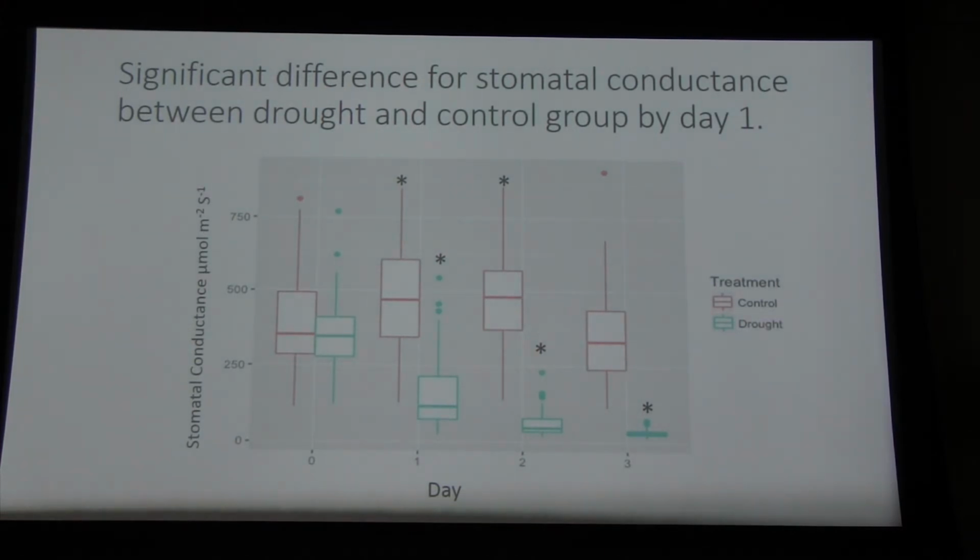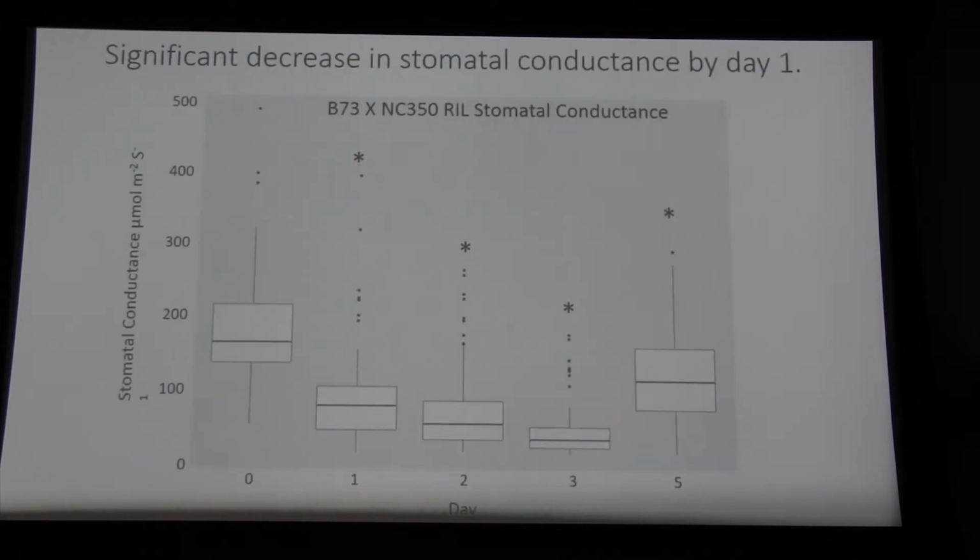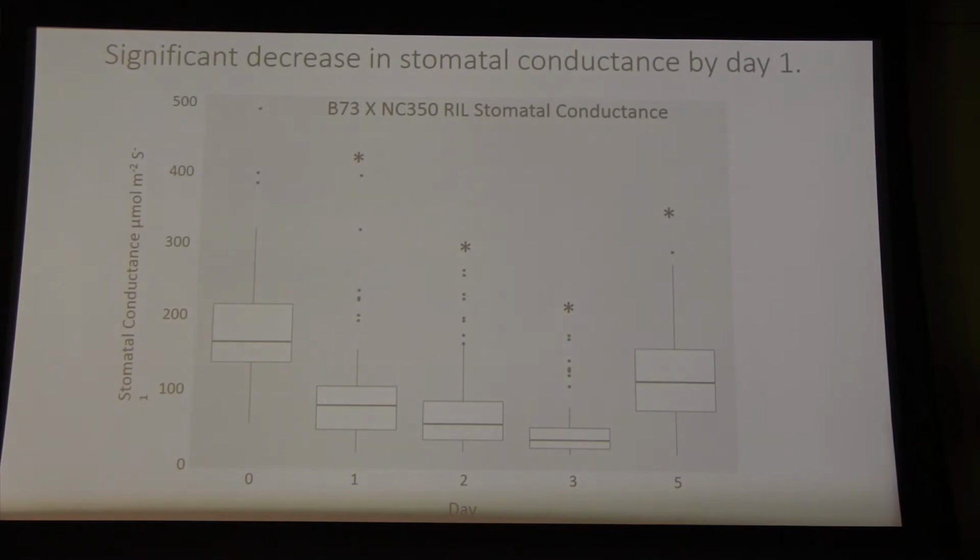What you can see is by day 1 of my experiment, there's a significant decrease in stomatal conductance in the drought stress group. But you might also see that there's still a lot of variation on day 1 between genotypes. This plot is very similar. It's showing the same trait, stomatal conductance, but in my quantitative trait mapping experiment. And again, by day 1 of the experiment, there's a significant decrease in stomatal conductance, but there is also still a lot of variation between genotypes.